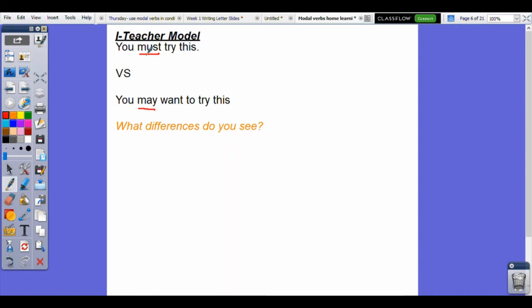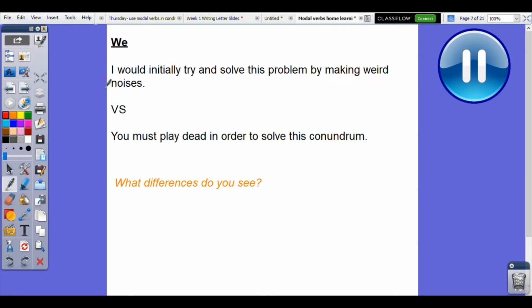If I said, you must try this, you would think I would sound very confident about it, that you would like it, or I'm telling you what to do. You may want to try this. You might think, maybe not as certain, more hesitant, maybe less likely to work because it's lower modality. So let's take a look at these sentences here.